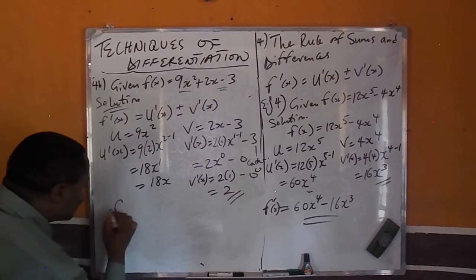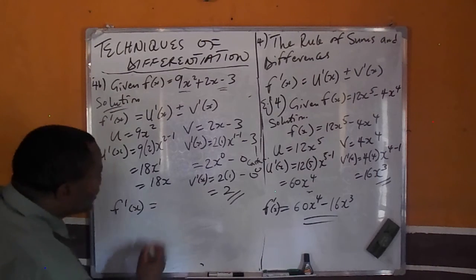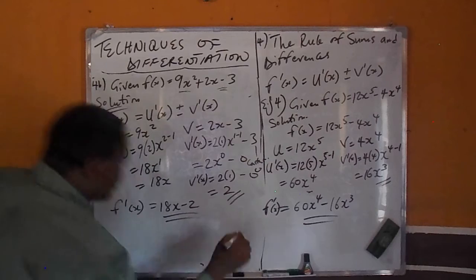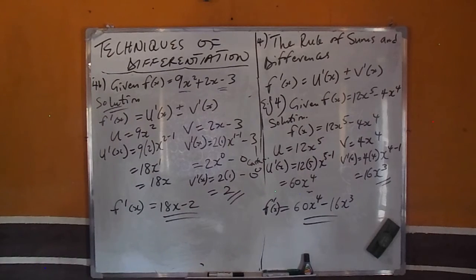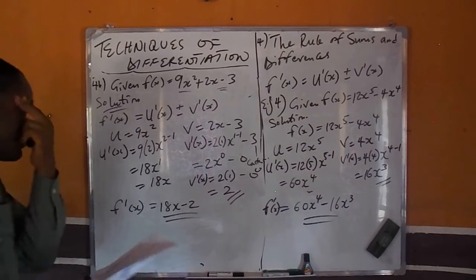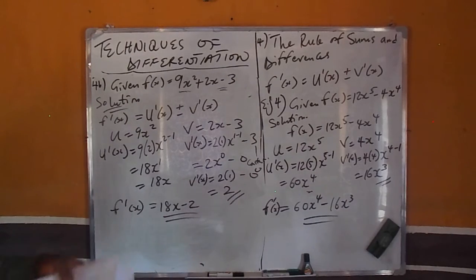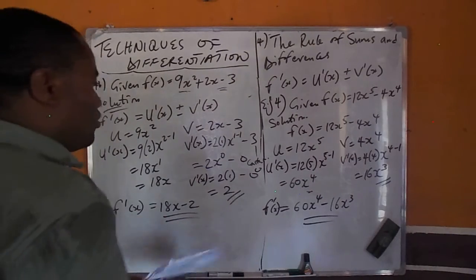Now we can say f prime s equals, what is our answer? 18s minus 2. Our final answer is 18s minus 2, or 18s raised to power 1 minus 2. We move to the product rule.